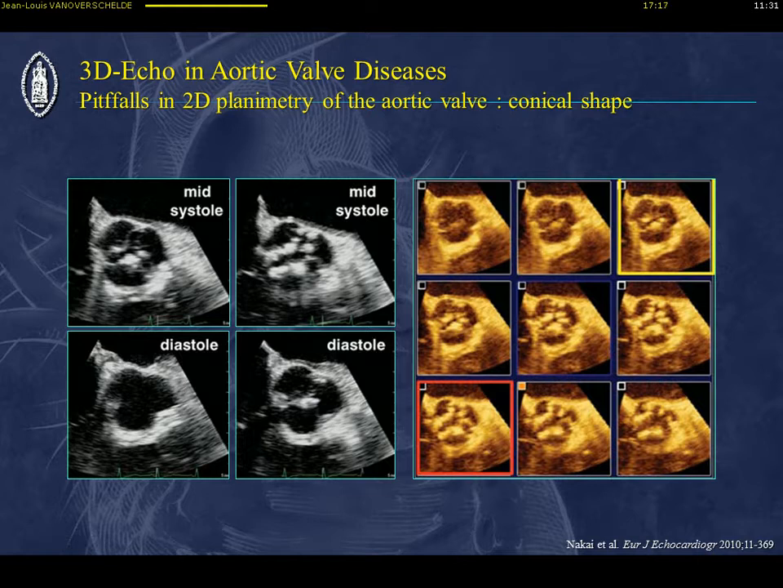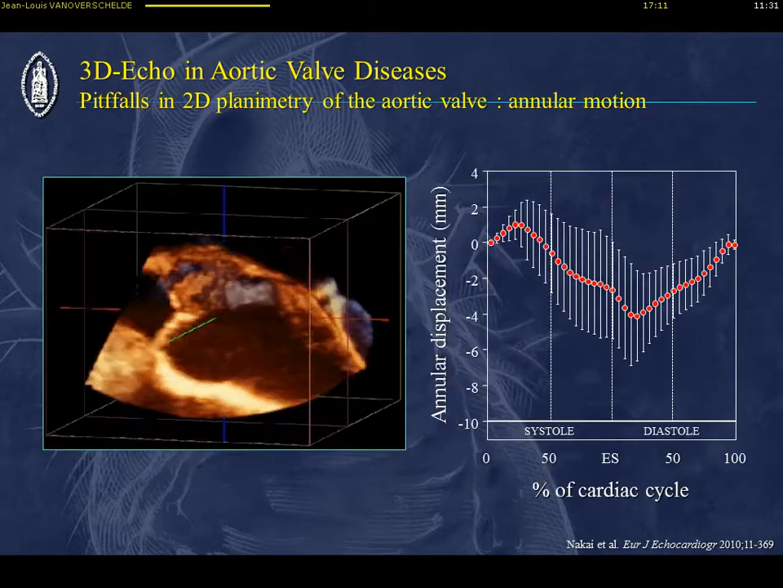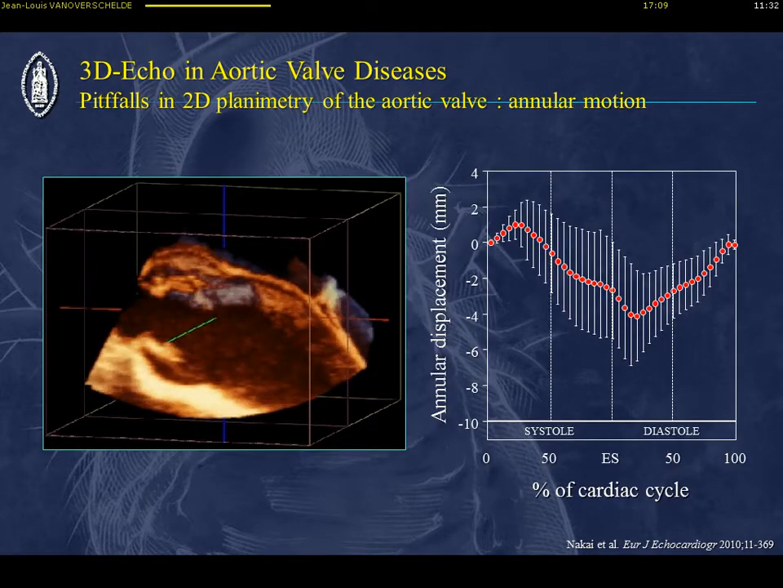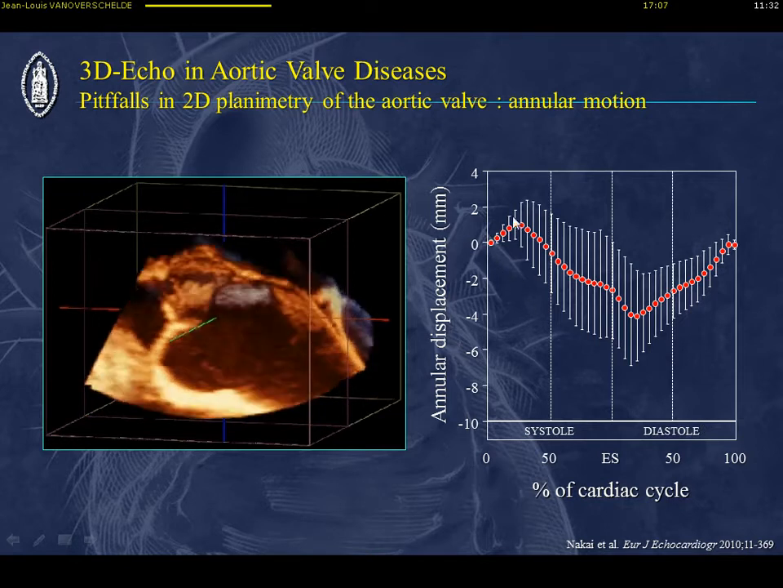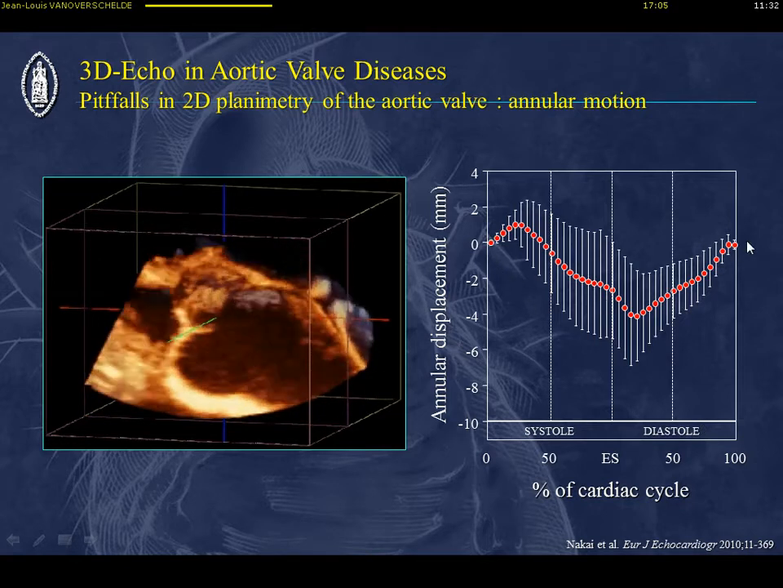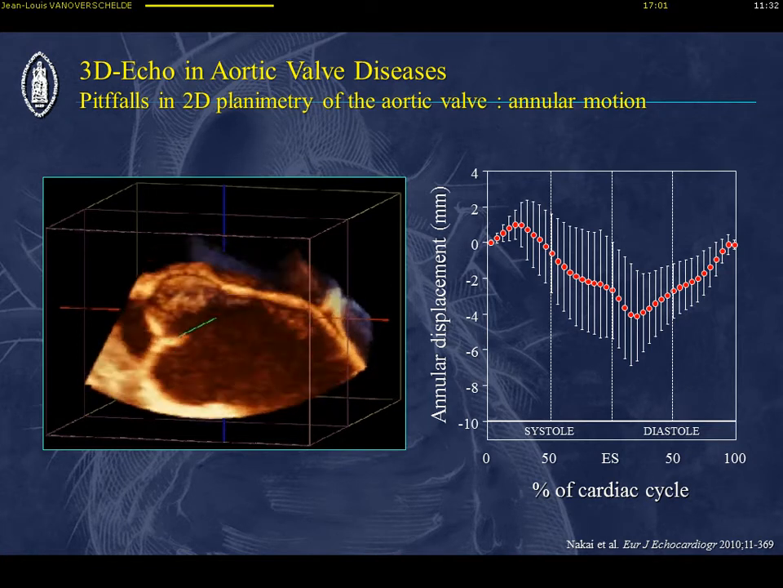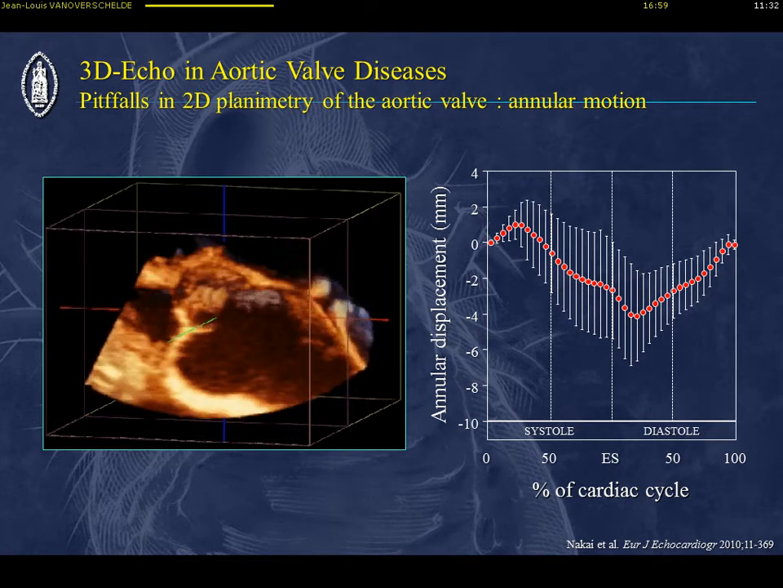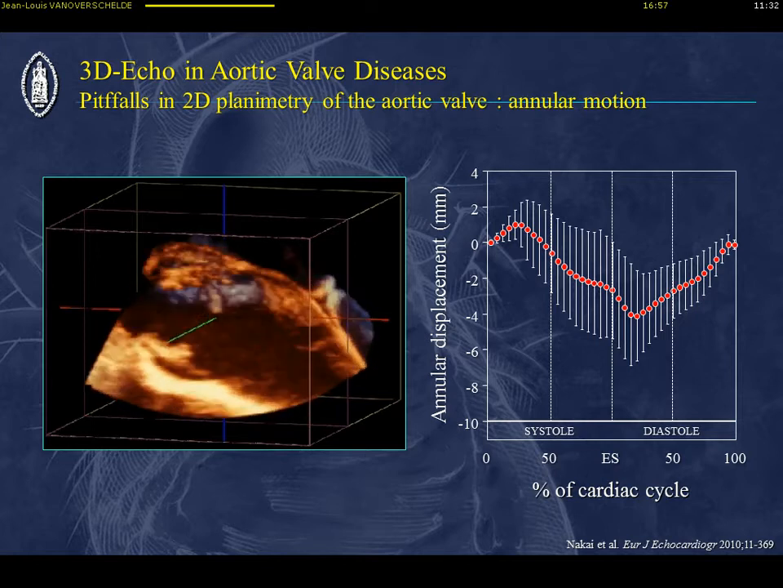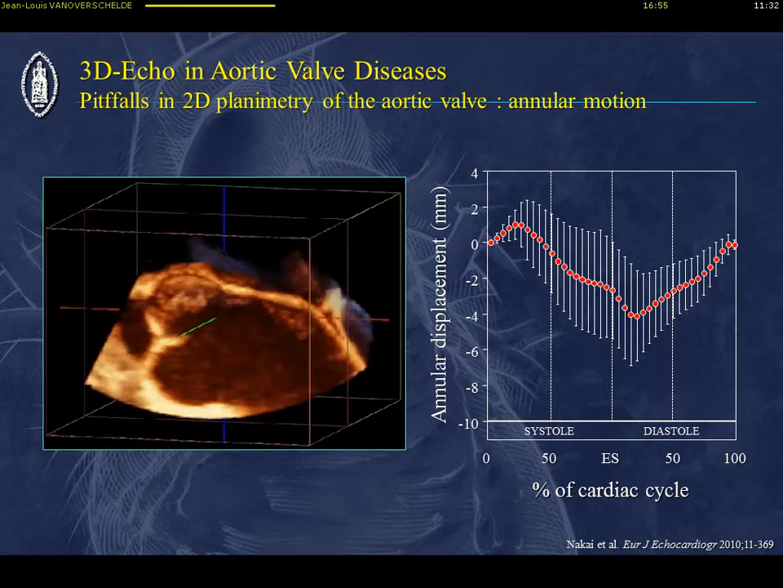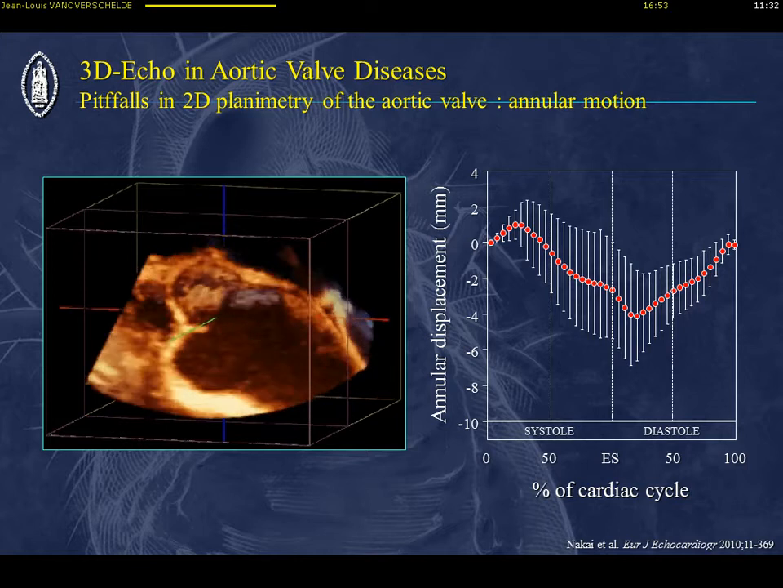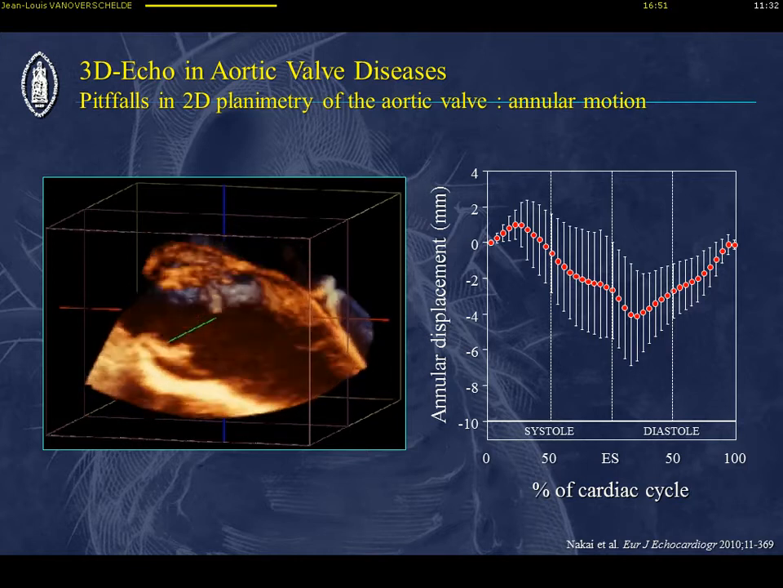So it's very important to use 3D when you do this type of planimetry by 2D based on 3D images. And this can be easily understood because there is a significant movement of the aortic annulus during systole. So usually your eye is attracted by what happens in diastole, and you place your cursor in the diastolic position, and this is usually not good when you make the assessment for the systolic opening.